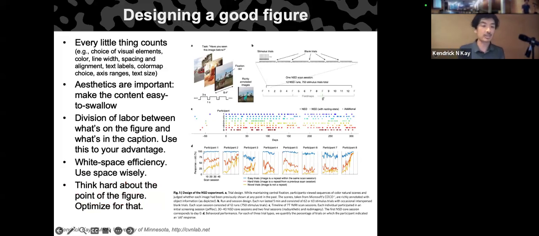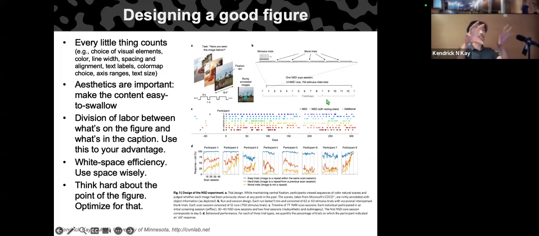So every little thing matters. So in this figure, what's going on? There's colors, there's visual elements like dots, there's lines, there's vertical lines to try to give you a sense of the x-axis here. There's schematics in panel A. There's schematics in panel B. Every little choice matters. And there's white spacing.